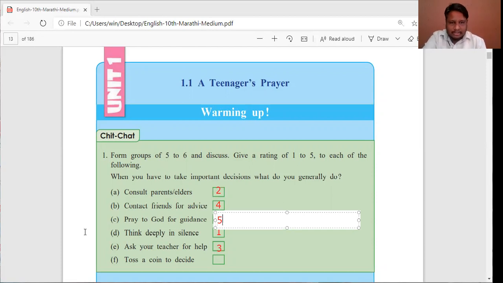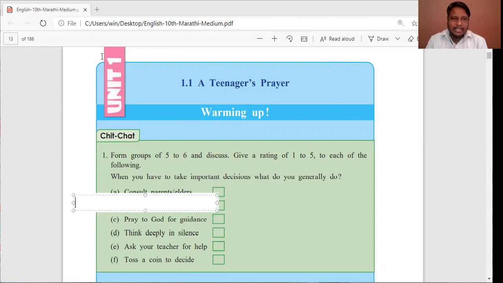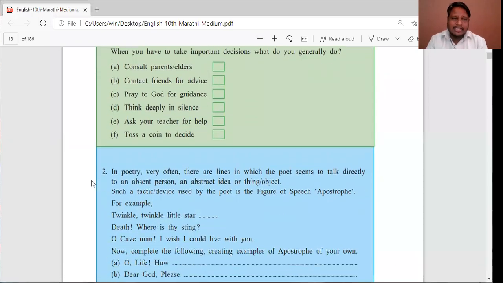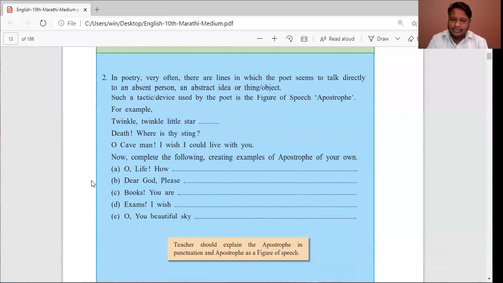In this way we have given 5 ratings to the sentences. Only 5 are asked in the activity, so we have given those 5 ratings. Is it clear? So what is the next activity that we have to see? See the second activity, and the second activity is about the figure of speech.